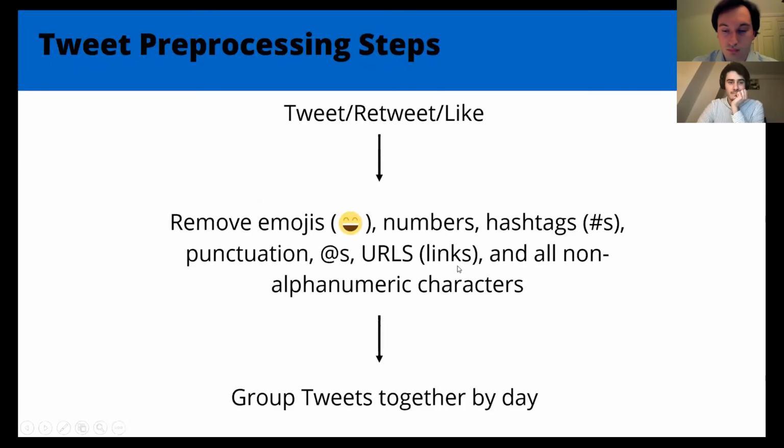Twitter data is very noisy, as you can imagine. So once we get this data, we have to remove some extraneous information that could reduce our predictive ability. We remove emojis, numbers, hashtags, and other non-alphanumeric characters. Then we take these tweets and group them together by day, in order to increase the amount of data which we can use to run text analysis.